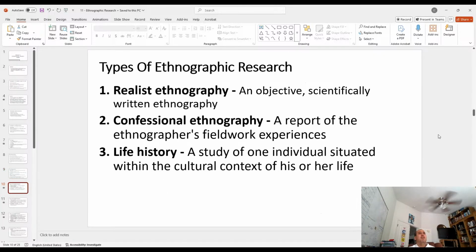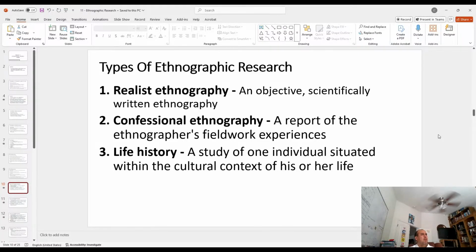Okay, types of ethnographic research. As we talked earlier about the different types that we're studying here, these are some of the key types. Realistic ethnography is an objective, scientific written ethnography. Rarely do you interact with the participants. You're objective. You're really detached. You're maybe like a fly on the wall type of thing.